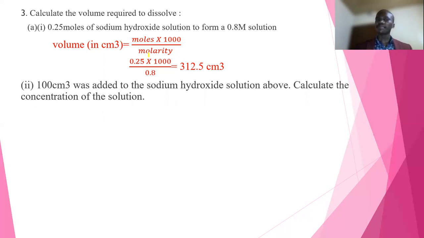Now here, do you see what is coming on? We added 100 cubic centimeters of water to the sodium hydroxide solution above. We know that we have the volume, we have the moles, and also we have the molarity. So now you calculate the concentration of the solution, the concentration of that solution.